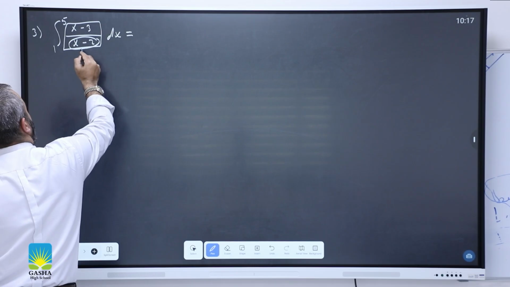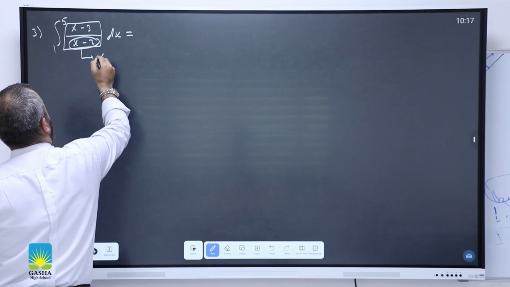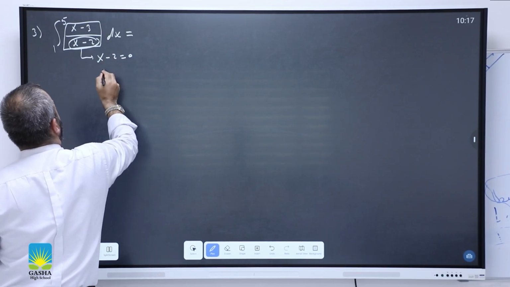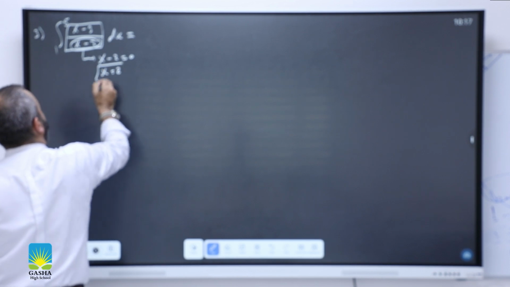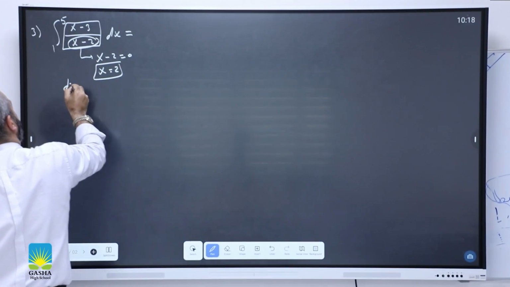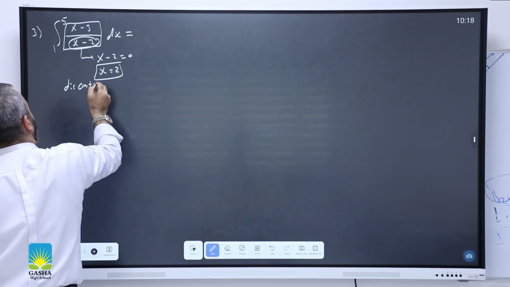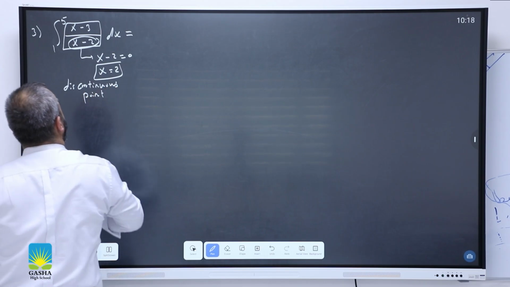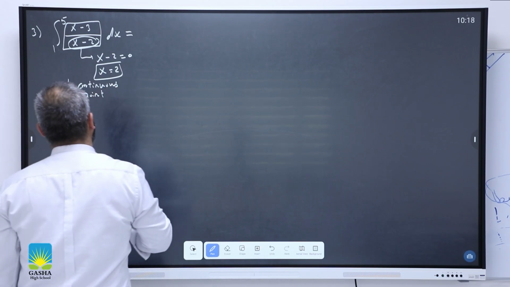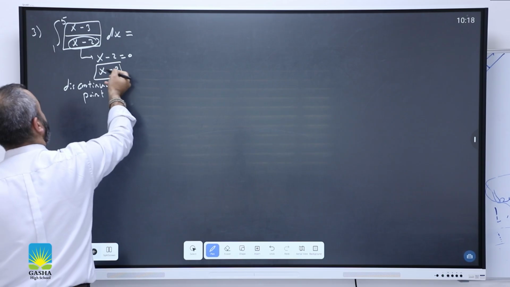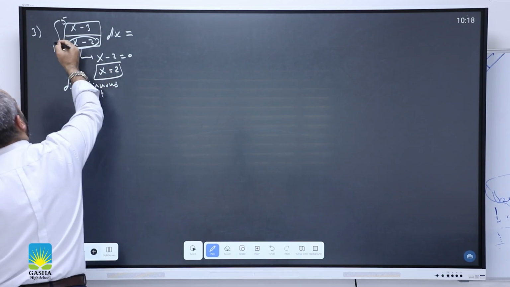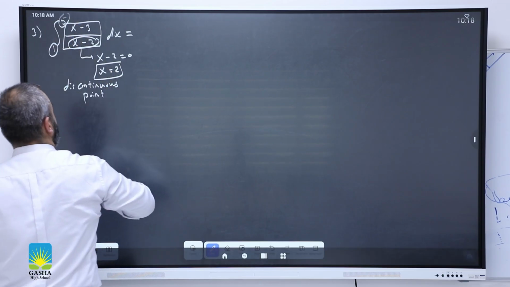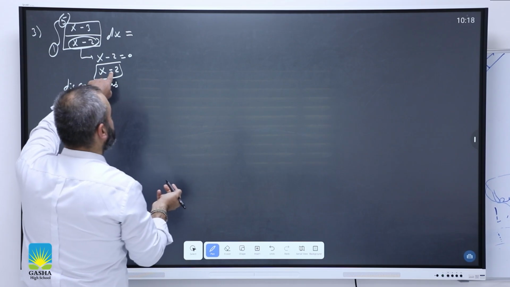Here we set the denominator equal to 0: x minus 2 equals 0, so x equals 2. This is the discontinuous point. So we have the discontinuous point x equal to 2 between 1 and 5.